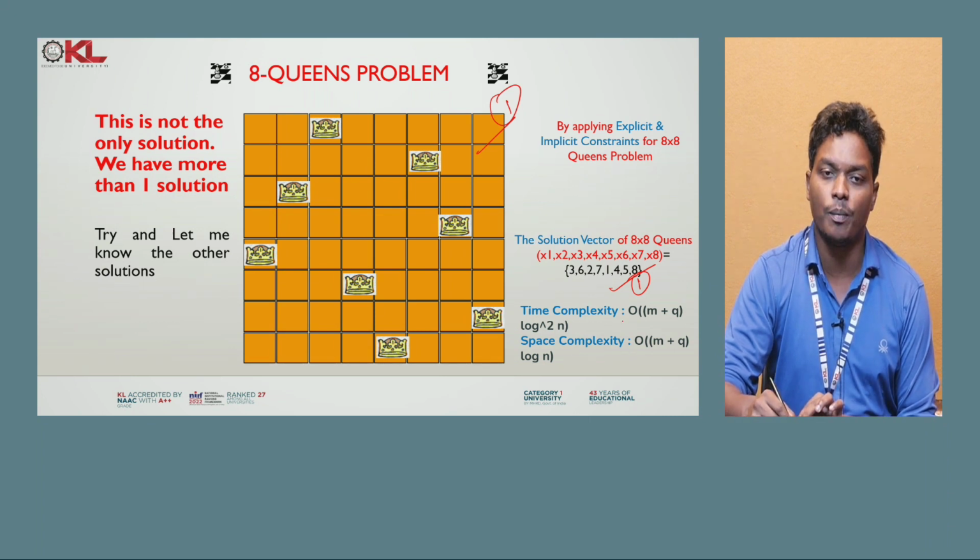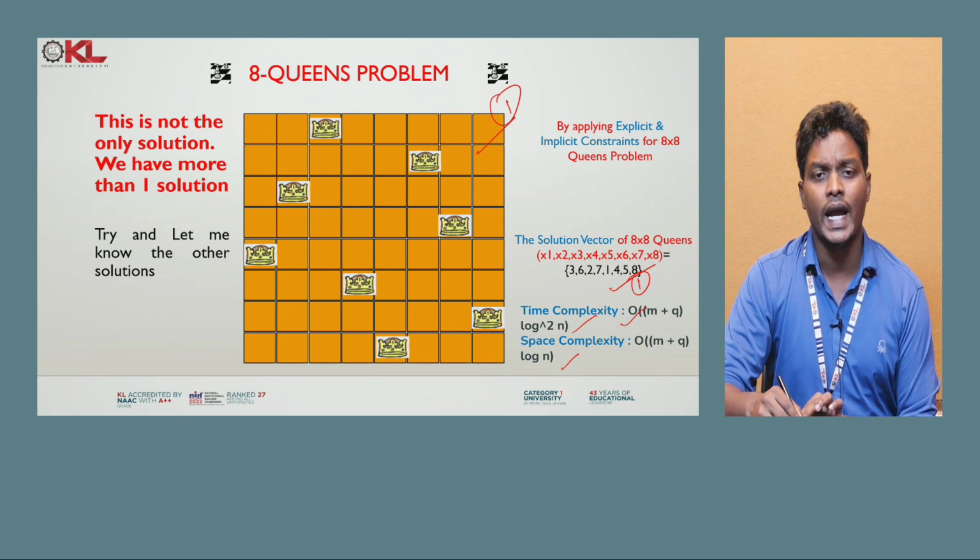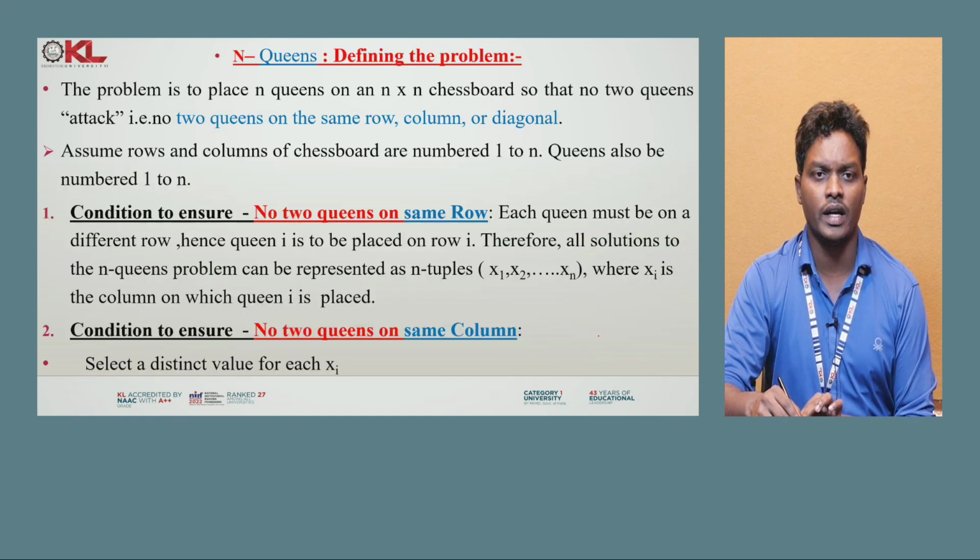So what is the time complexity here? See here, the time complexity is order of m plus n. So order of m rows and n columns, it gives order of 2 to the power of n, whereas the space complexity is order of log n. So this is the 8 queen problem.